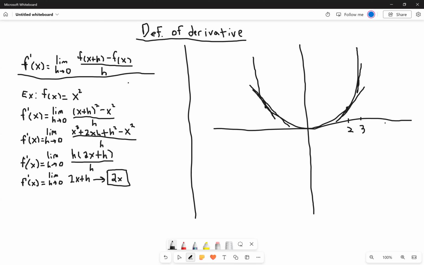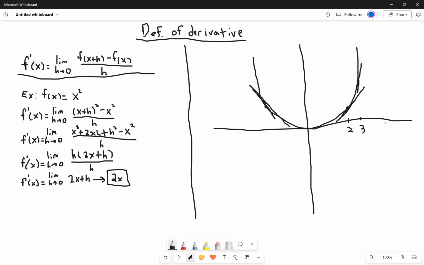Now, to use this formula in an example, we'll be looking at x squared. Everybody probably knows how to use the power rule for derivatives, so we already know the derivative of x squared is 2x. So this is going to be a useful way of checking and making sure that we're using the definition of a derivative correctly.